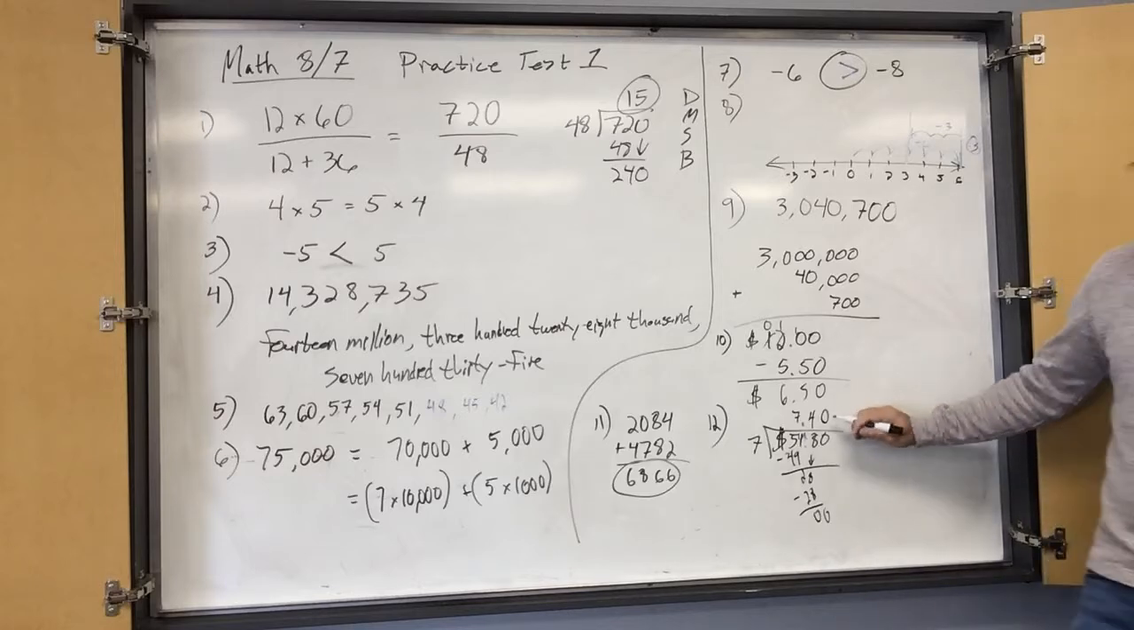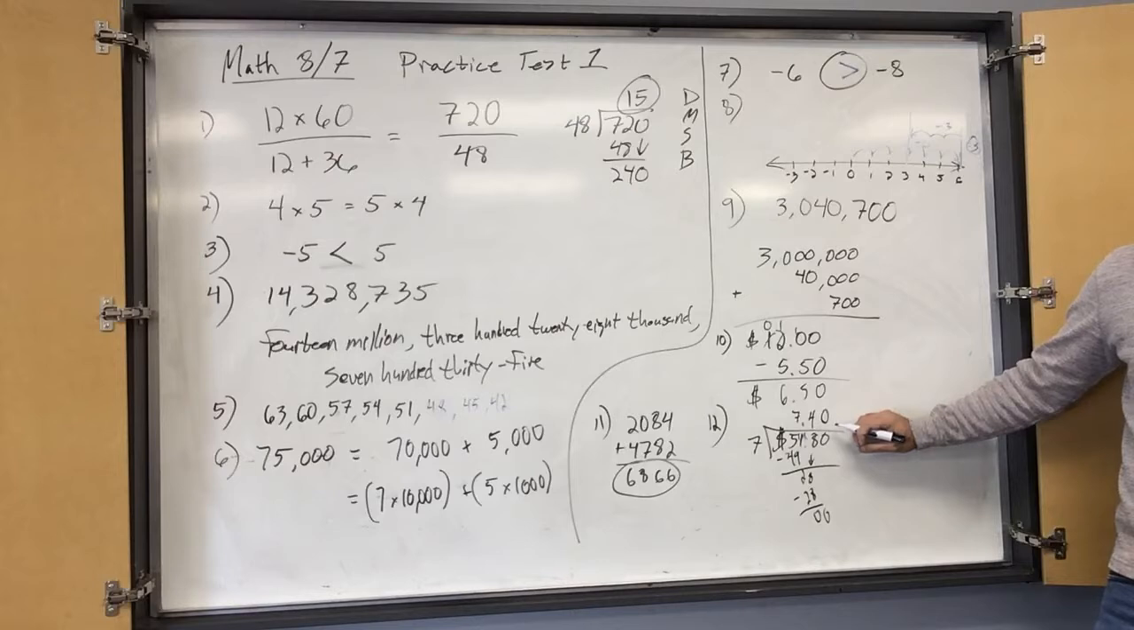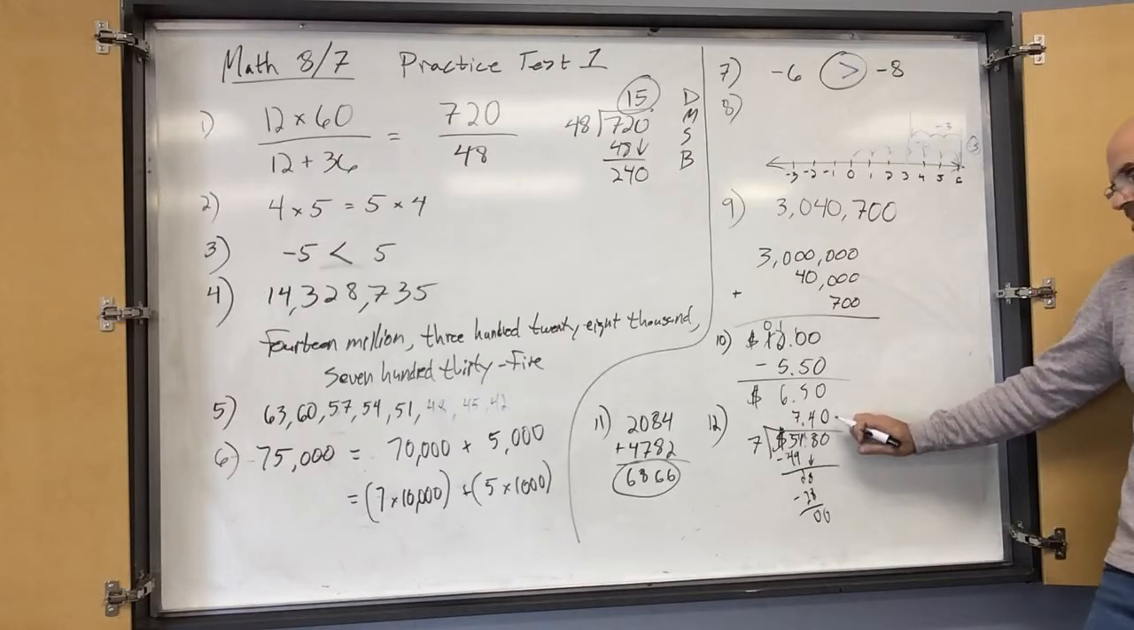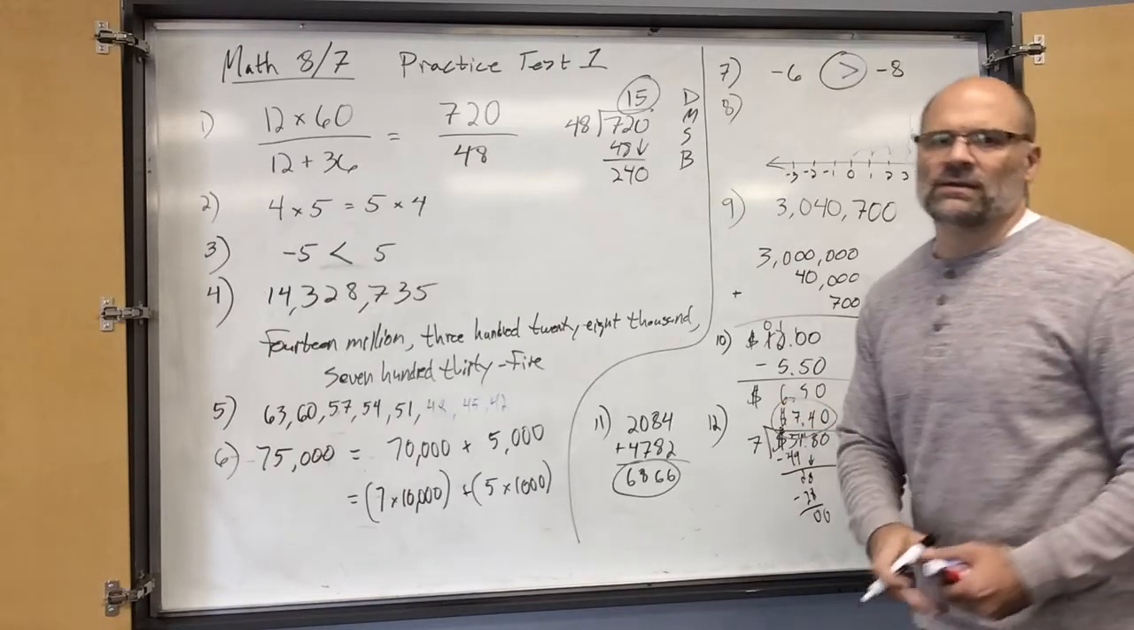So if it wasn't money, you could just say 7.4. But since it's money, I don't have $7.4. You kind of sound silly if you say that. You have $7.40. That's how cool people talk.